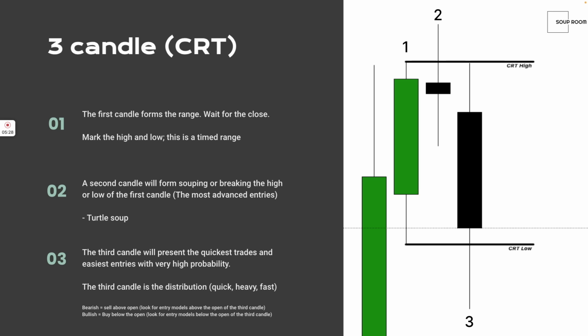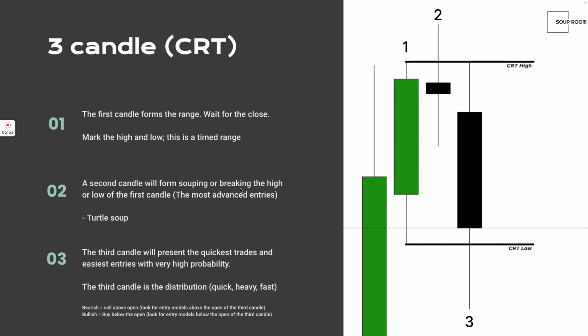The 3 candle CRT, as many of you are familiar with, is simply 3 candles: accumulation, manipulation, distribution. Power of 3 at its finest. The first candle is going to form the range. We wait for the close and mark out the high and the low. This is a specific timed range, not random, a specific time of day.